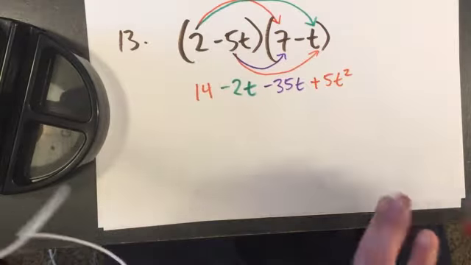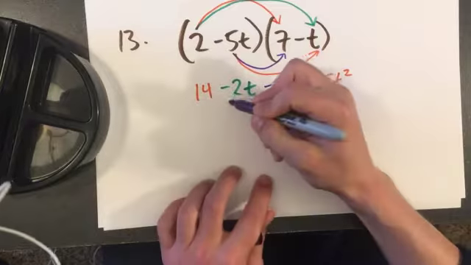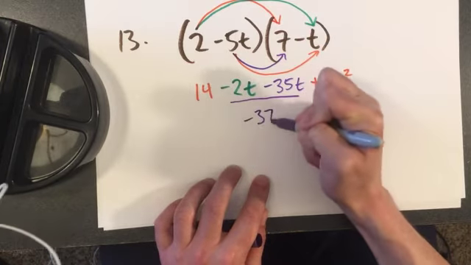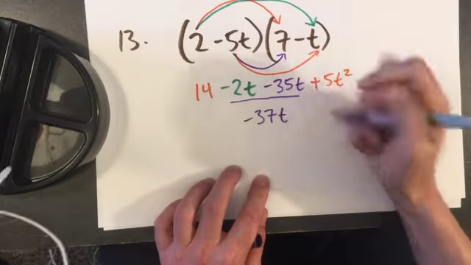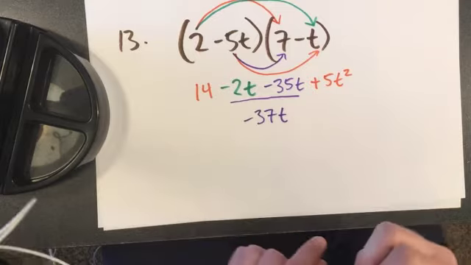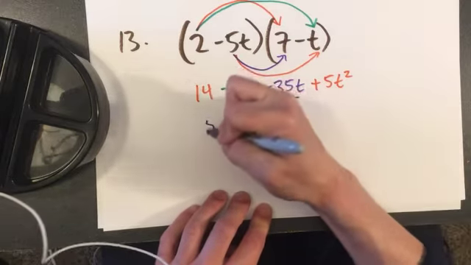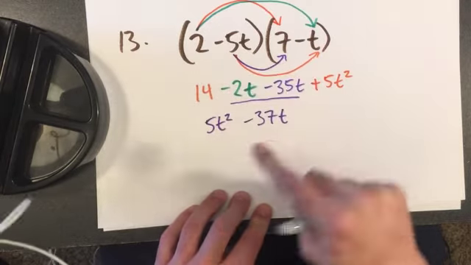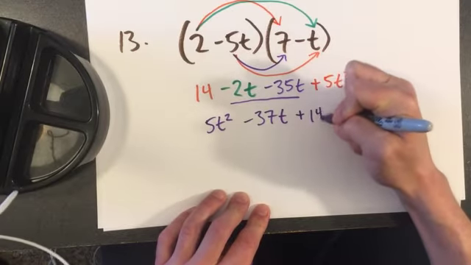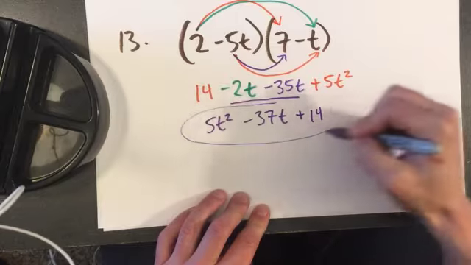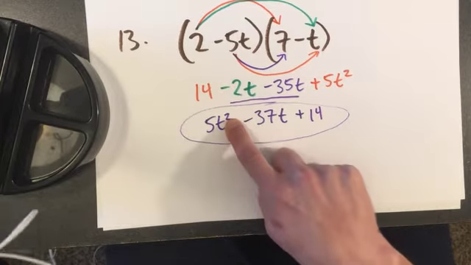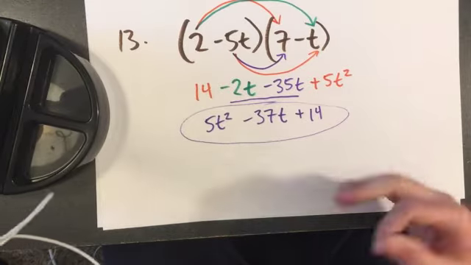So these two things here, these two can combine. So I get negative 37t. And I want to put my highest degree first, my highest power first, right, in standard form. So I'm going to write my 5t squared first, and then my 14 comes here, plus 14. This is the answer. It's in standard form, degree 2, number of terms 3.